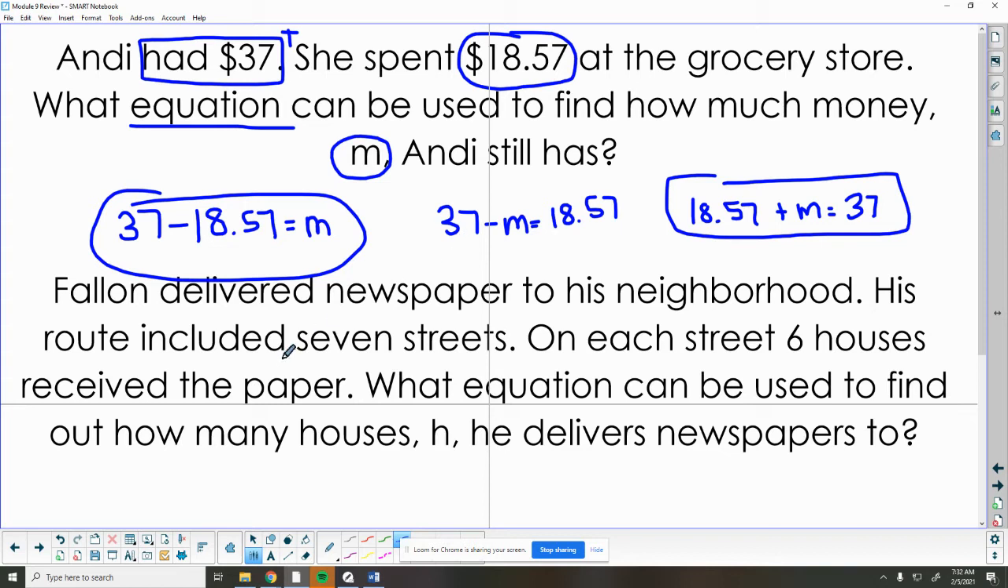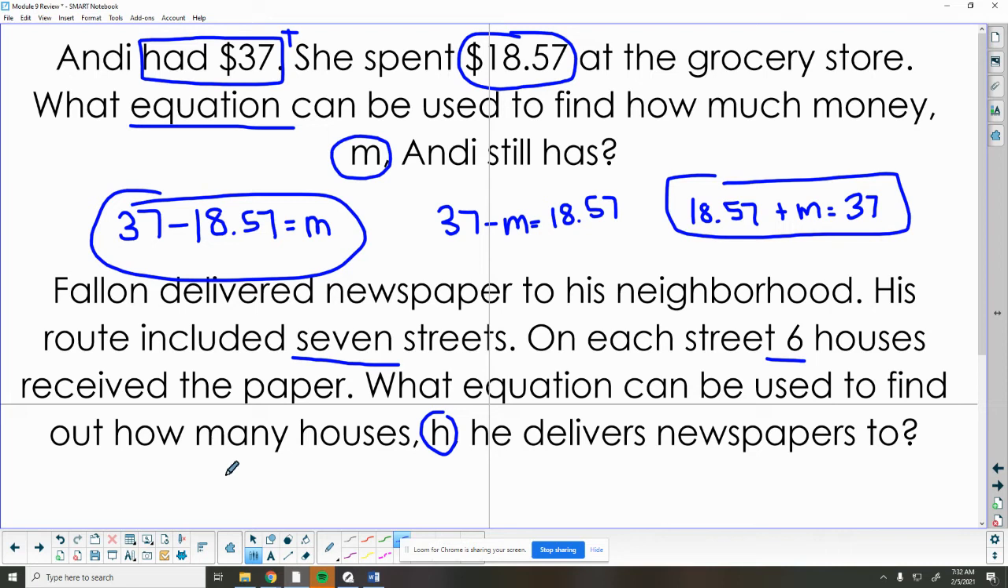Hey, the second problem here says Fallon delivered newspapers to his neighborhood. His route included 7 streets. On each street, 6 houses receive the paper. What equation can be used to find out how many houses H he delivers newspapers to? So lots of ways we can do this problem here.